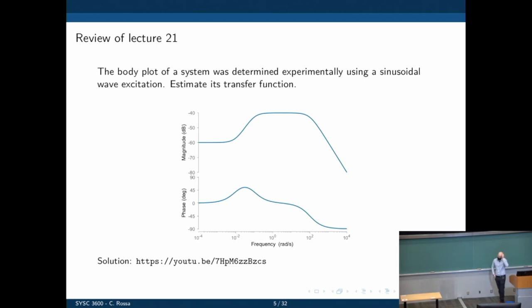The first thing we can look at is the fact that we have that flat line at negative 60 decibels. And that indicates that this system doesn't have any poles or zeros at the origin. Does that make sense? Because it is a flat line, the system does not have any poles or zeros at the origin. How can I come to that conclusion?